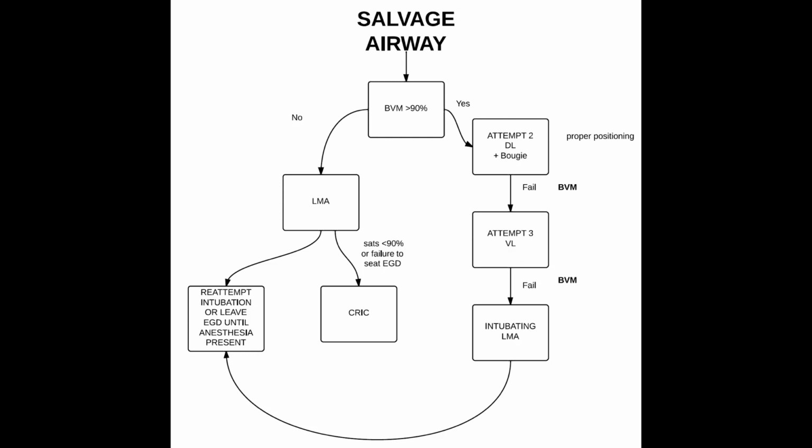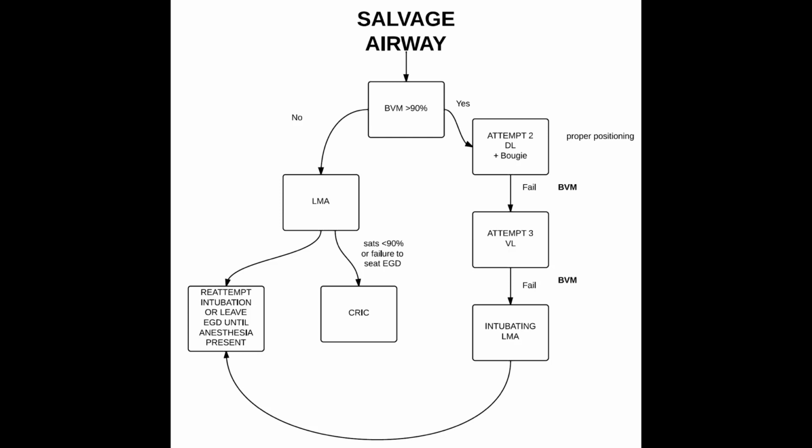If that fails, you're going to bag the patient again. You need to achieve SATs greater than 90%. If you can't, you're now on the left side of the screen where you're placing supraglottic devices. If you fail on your second attempt, your bag valve mask ventilation is adequate and SATs greater than 90, you're going to attempt a third time with video laryngoscopy. If this fails, you are going to be placing an LMA and seeking assistance.